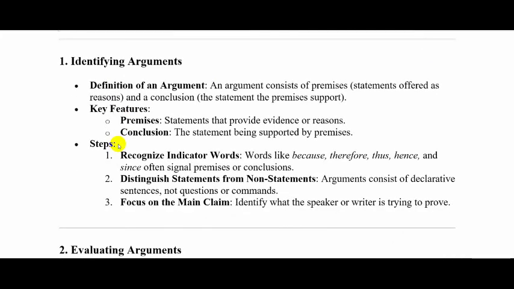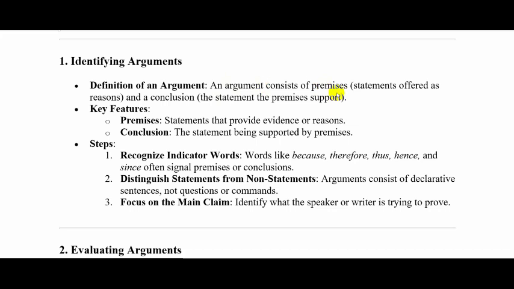First let's understand what is an argument and how to identify arguments. Identifying arguments. Definition of an argument. An argument consists of premises. Basically, premises are statements offered as reasons, and a conclusion, that is the statement the premises support. So we have arguments or propositions, arguments or premises also. We can substitute all of these words, rather sentences also. But propositions have a true or a false value. So it has a truth value basically.